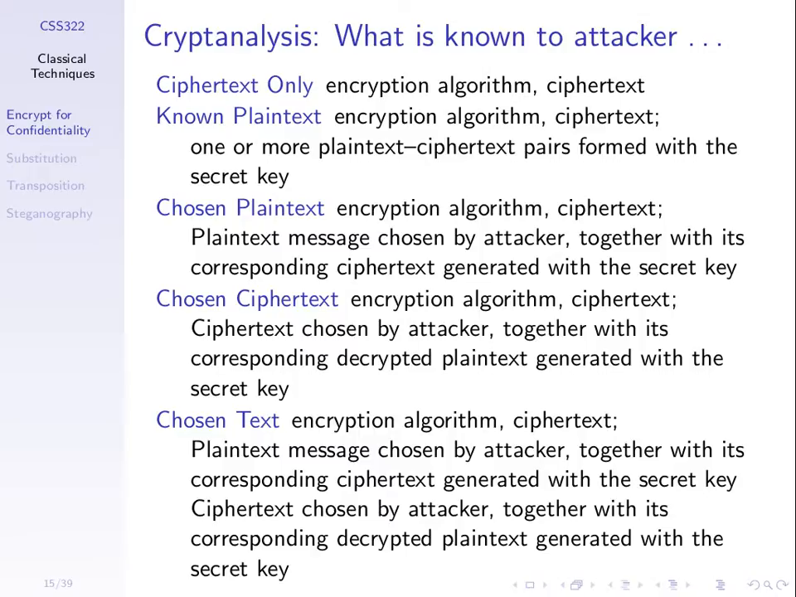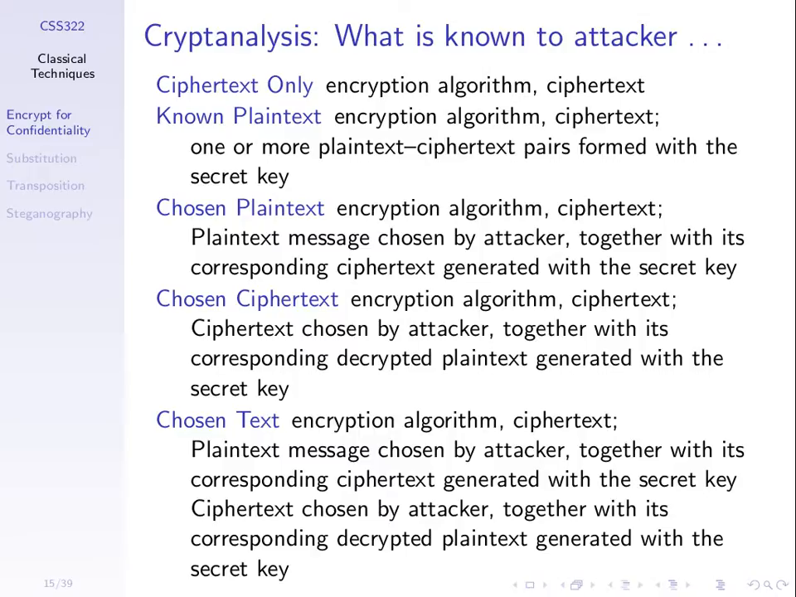Chosen ciphertext is similar, except the attacker gets to choose the ciphertext and can find the corresponding plain text. Chosen text is when we can have both. The attacker can choose both plain text and ciphertext and get the other value in the pair. Generally, as we go down, the more information the attacker knows, the greater the chance they can perform a successful attack. With ciphertext only, it's harder for the attacker. With chosen text, it's generally easier for the attacker.